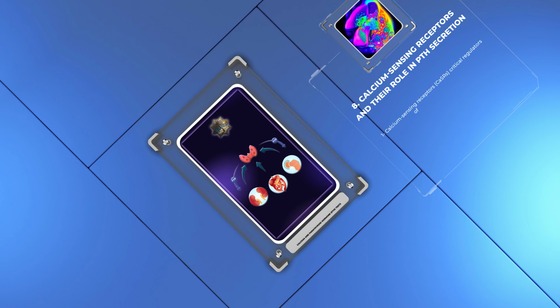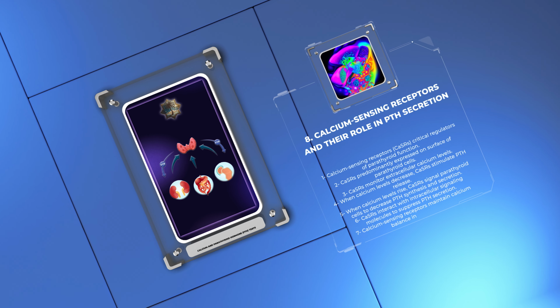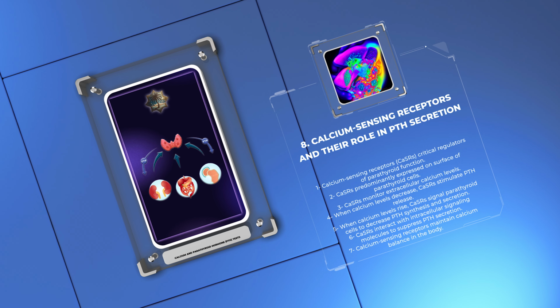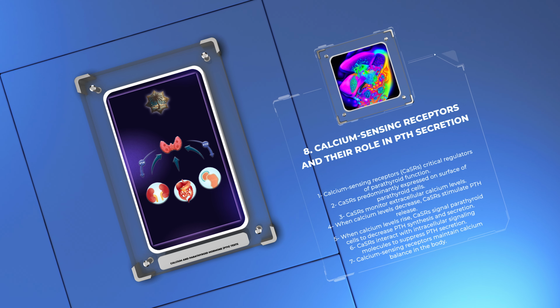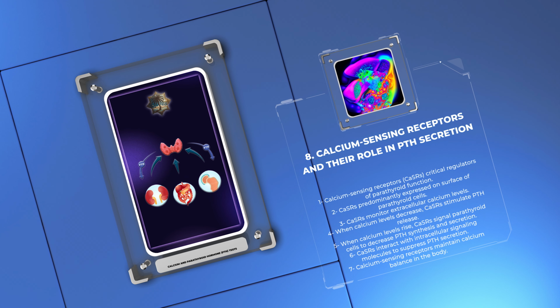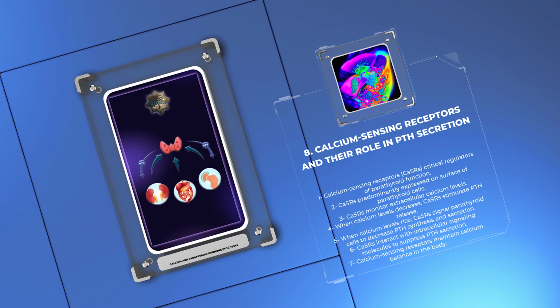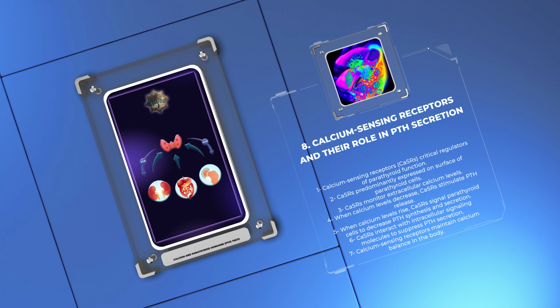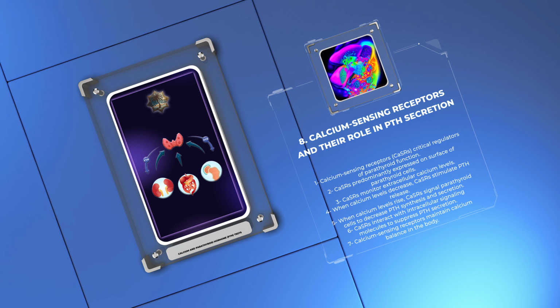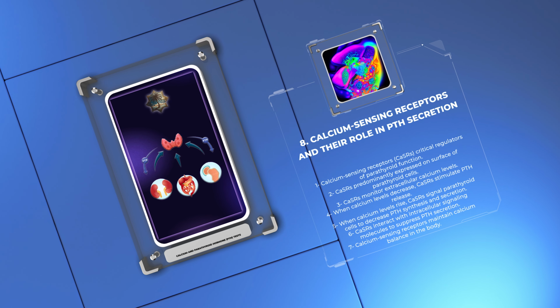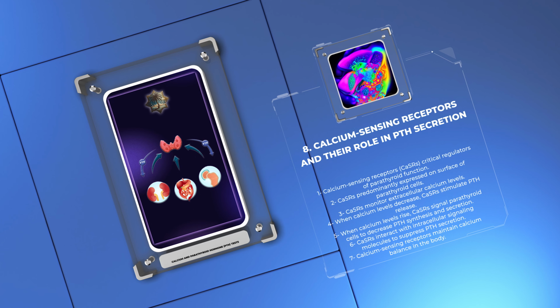Calcium sensing receptors, CASRs, are critical regulators of parathyroid function. These receptors are predominantly expressed on the surface of parathyroid cells and continuously monitor extracellular calcium levels. When calcium levels decrease, CASRs detect this change and initiate signaling pathways that stimulate PTH release. Conversely, when calcium levels rise, CASRs sense the change and signal the parathyroid cells to decrease PTH synthesis and secretion.